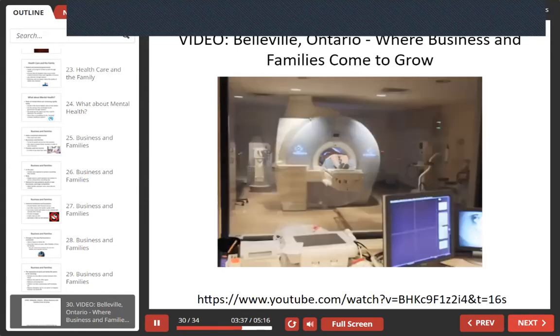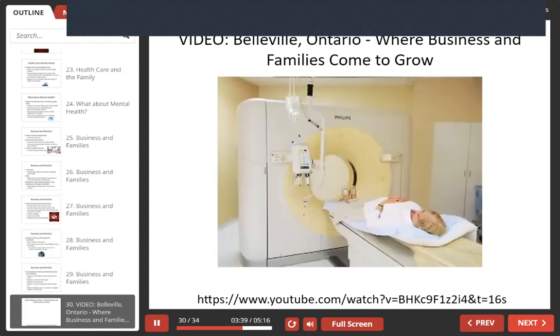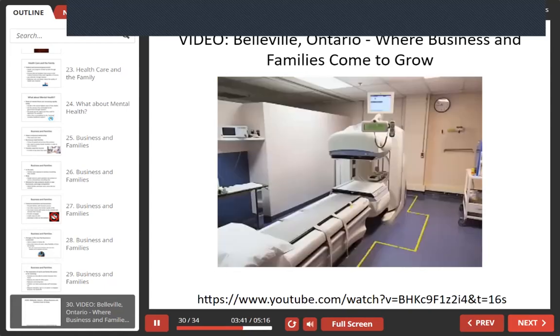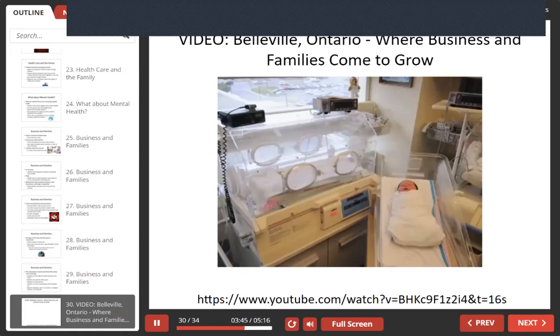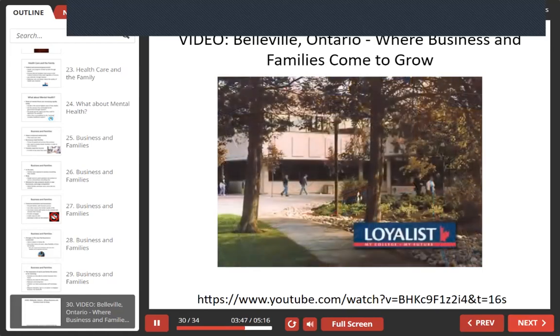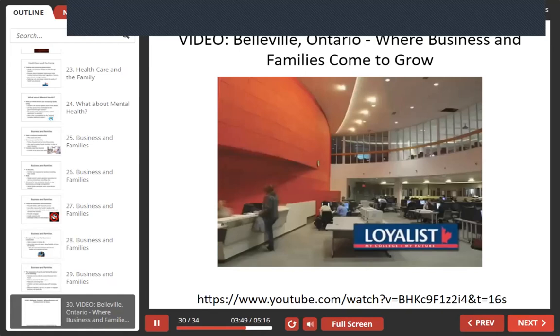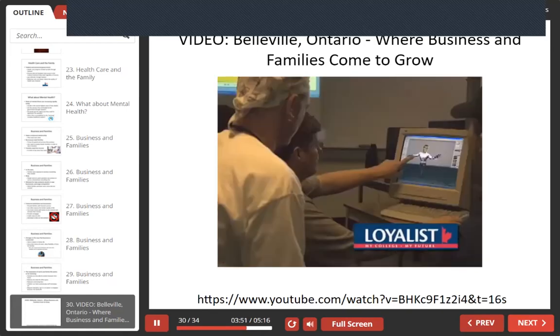Belleville is served by an expanding hospital that is equipped with the latest medical technology. And the city has a very successful doctor recruitment program. Loyalist College has the flexibility needed to meet the needs of local business and industry.